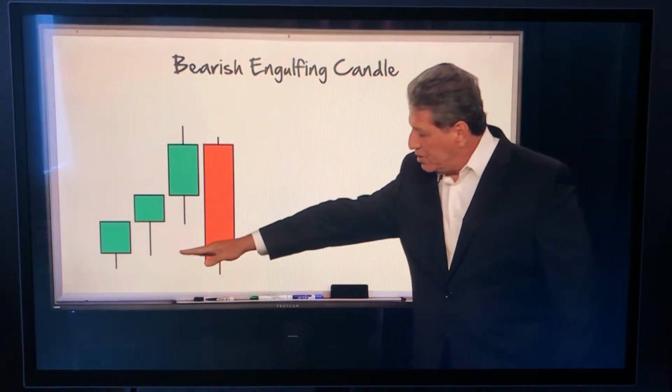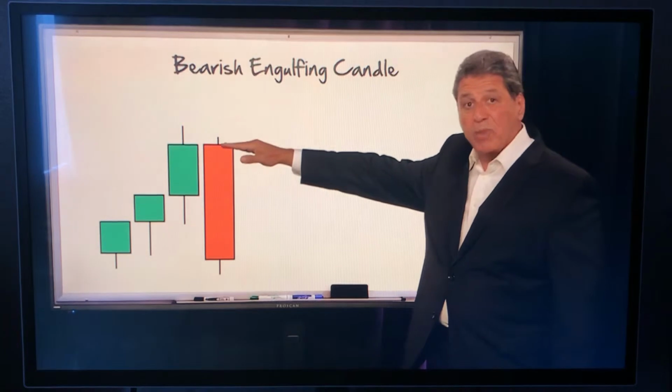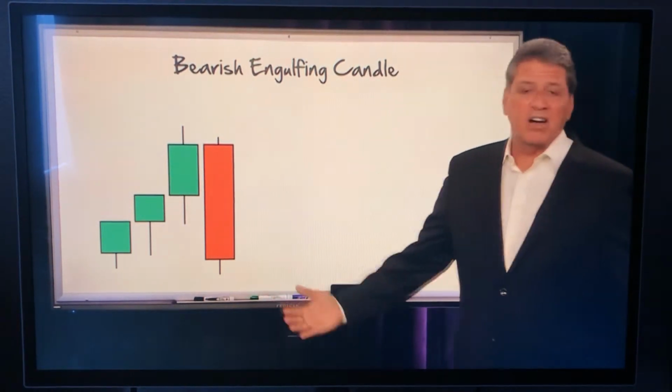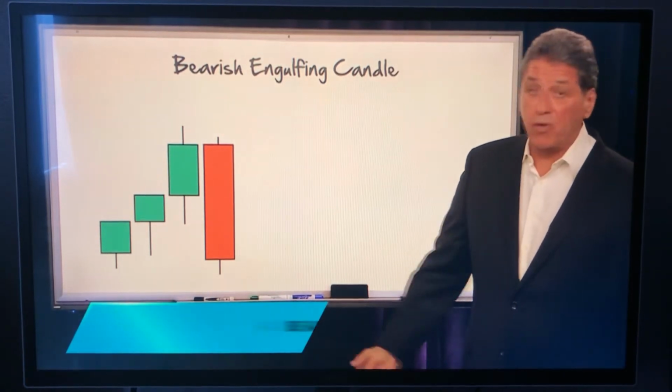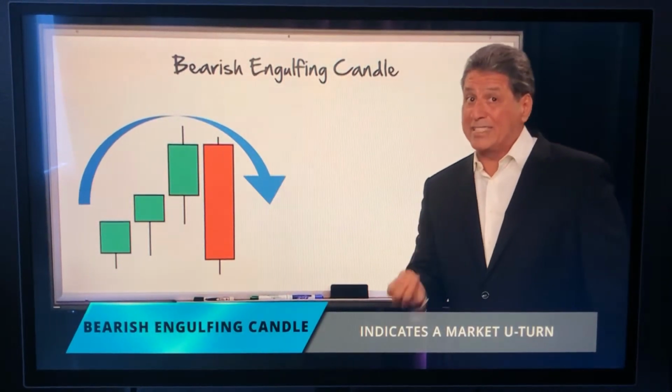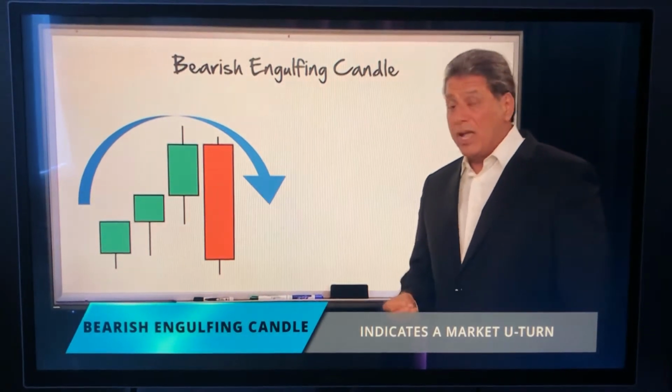When this appears, bulls were in control, followed by a bearish candle that engulfs the previous 3 candles. It can engulf the previous 1 or 2 or 3 or 4 candles for that matter. It, once again, is telling the trader, hey, look, this market is getting ready to U-turn and go back down.